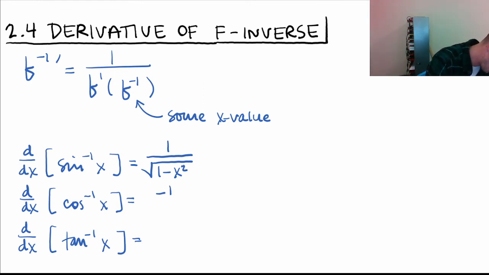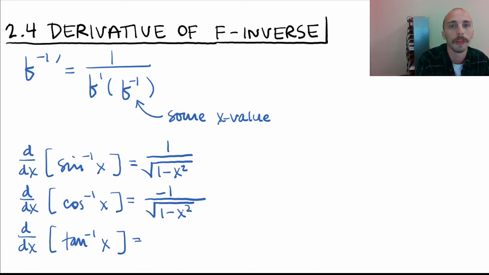The derivative of inverse cosine is going to be negative 1. It's going to be the exact same as the derivative of arc sine, just negative. So 1 over the square root of 1 minus x squared, but negative. And then arc tangent, that's the easier one. That's just 1 over 1 plus x squared. Okay, and I think that's all the formulas.